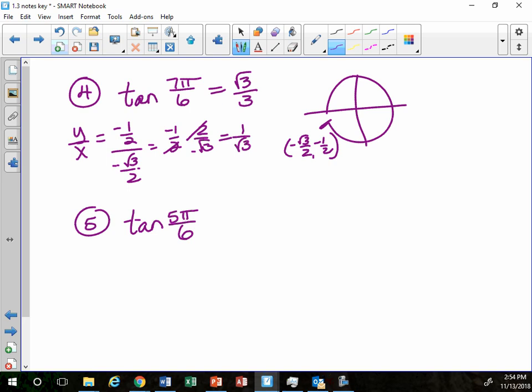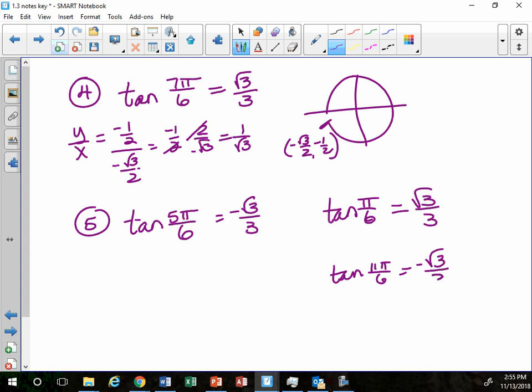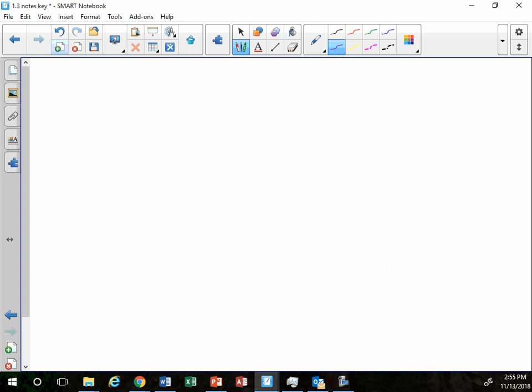Are you guys noticing anything? It's negative root 3 over 3. Yeah, guys, it's the same thing except negative. What would happen if it was the first quadrant thing over 6? What do you think it would be? Positive. What if it was the fourth quadrant over 6? Negative. Okay? So guys, you're not going to have to rationalize every time.